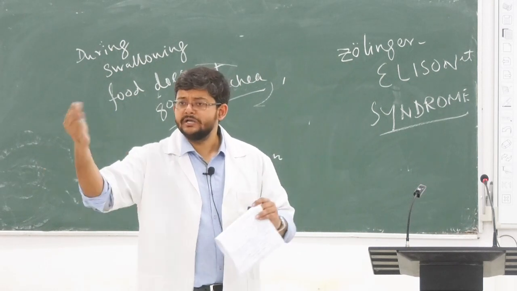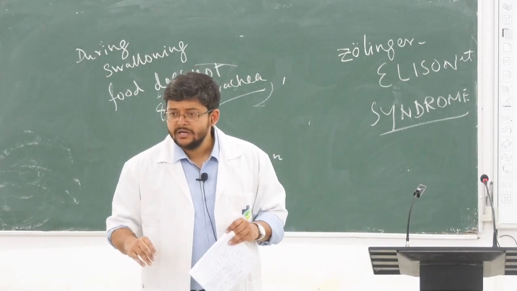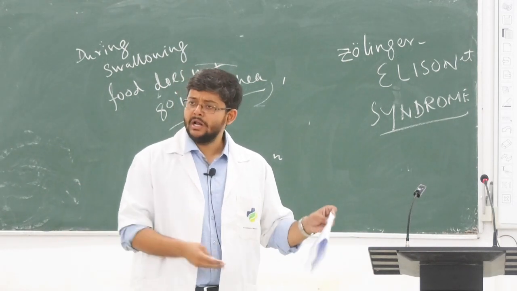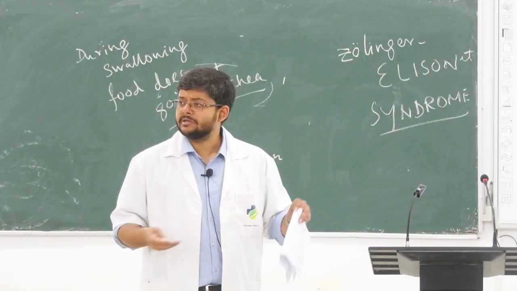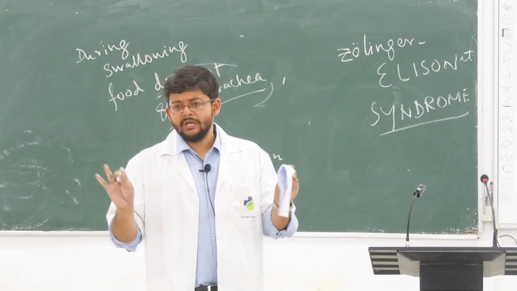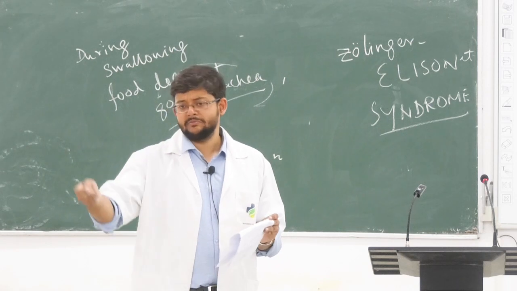Excessive HCl secretion leads to excessive ulceration. So the patient will have multiple ulcerations throughout the GI tract. Duodenal ulcer can be there, intestinal ulcer can be there, gastric ulcer can be there, in multiple places, because HCl is very harmful in excessive quantity.